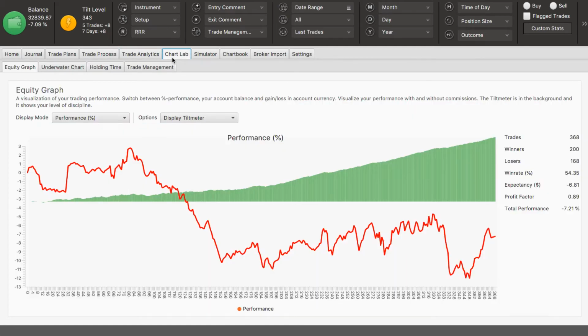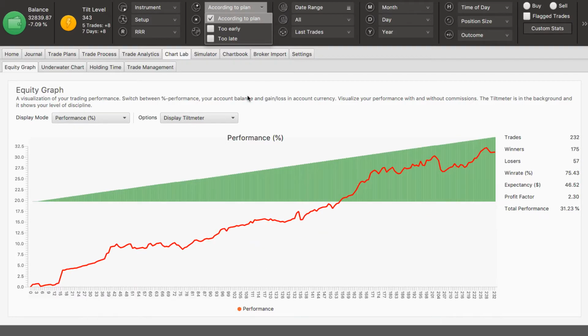Let's actually go to the chart lab, and the trader uses an entry comment. For example, he has 3 entry comments: according to the plan, too early and too late. Let's just look at what happens if you only tick the ones according to plan. And you can see right away, so he had 370 trades in a journal, and 230 are according to the plan. So he took roughly 140 trades that are not according to the plan.